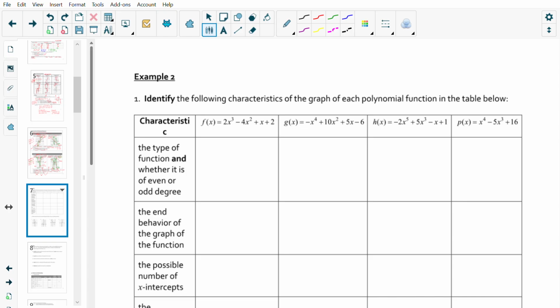Now we have a nice chart form. Let's continue our discussion and solidify a lot of the characteristics we're seeing here. Identify the following characteristics of the graph of each polynomial function in the table below. Let's go to the type of function and whether it is an even or odd degree. So this is a cubic. This is odd degree, 3.